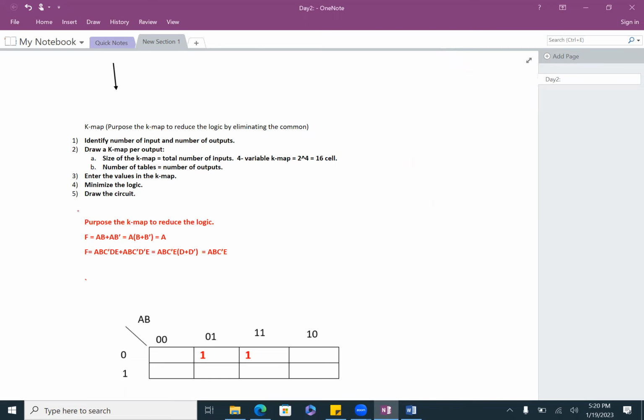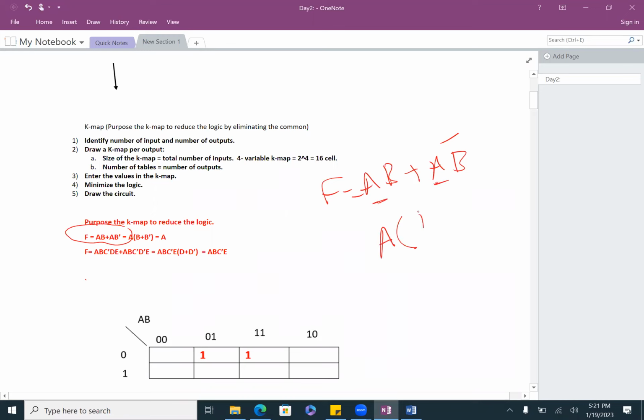So for example, if we have this equation, F equals AB or AB bar. All right, so how can we reduce this equation? What we will do is see the common and take it out. So what is the common here? A in both terms. So we'll take A out and leave B or B bar, right?